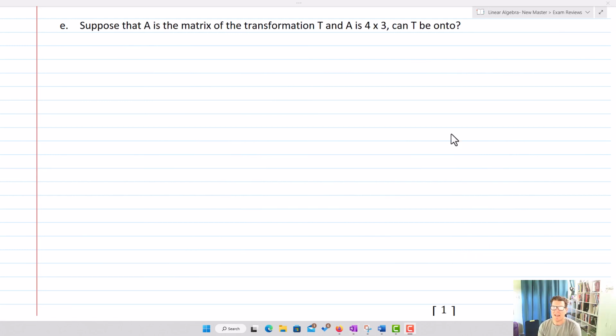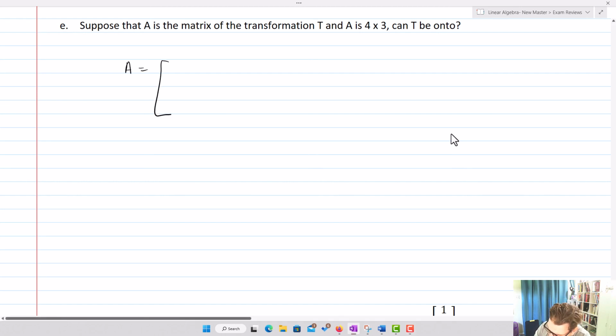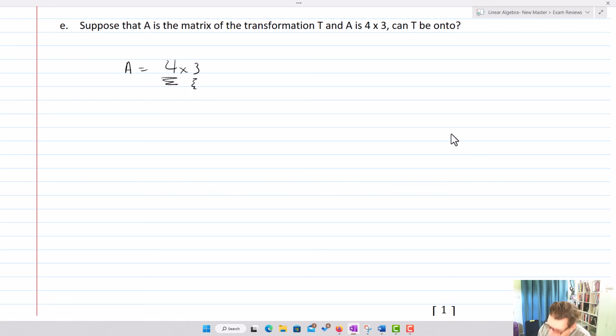Let's say now we look at E. We're going to suppose that A is the matrix of the transformation T and A is 4 by 3. Can T be onto? This one is really asking ourselves, can we imagine what the transformation looks like based upon the matrix of the transformation. So A is 4 by 3. What that means is that my codomain is going to be 4-dimensional, and my domain is going to be 3-dimensional.